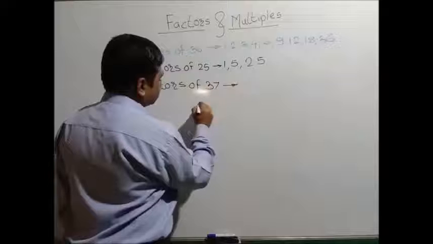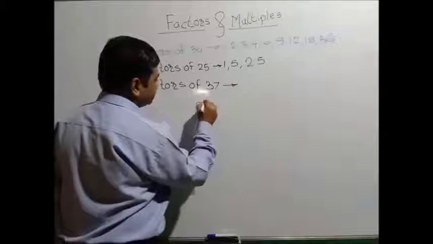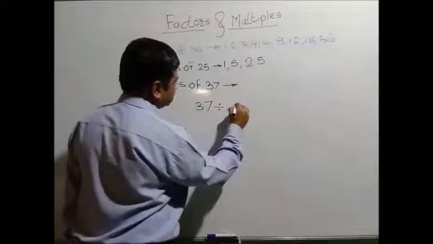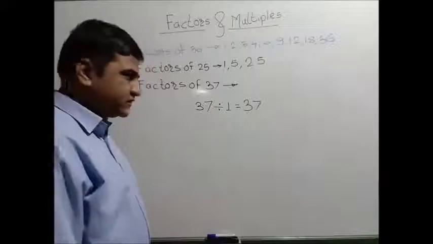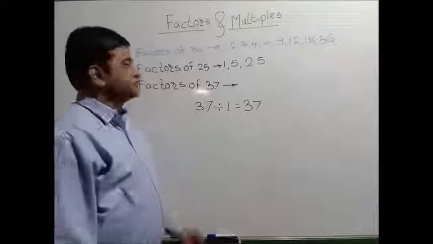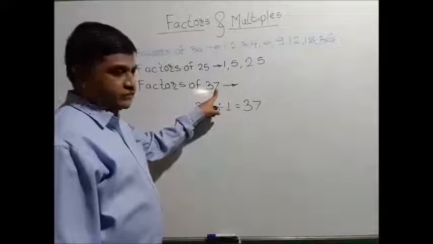Okay. So, first thing first, I will divide the given number by 1, because I can easily divide any number by 1 and I will get the quotient as the same number. So, 37 divided by 1, I get 37. What about the divisibility by 2? The ones place digit is not an even number, so it's not divisible by 2.